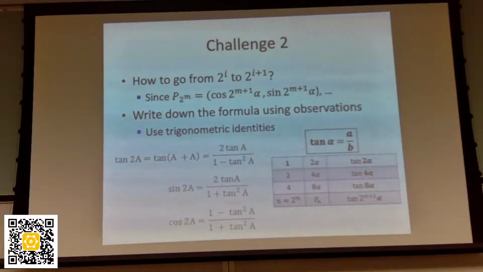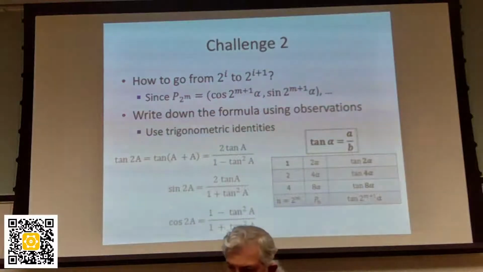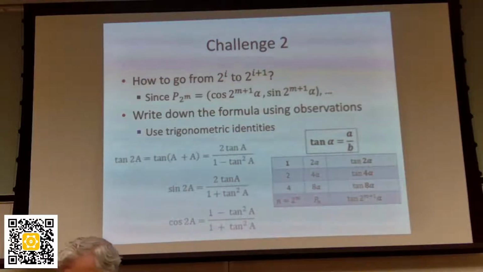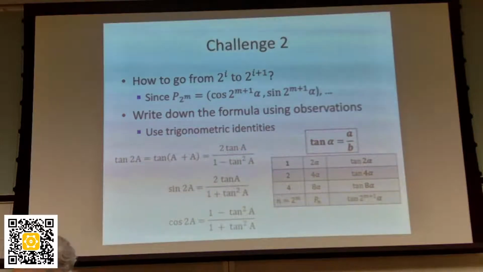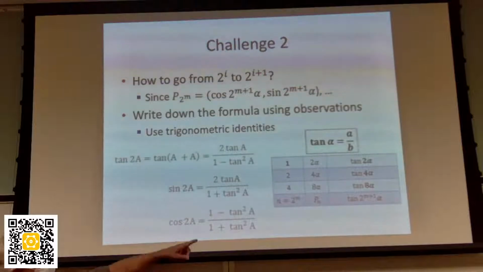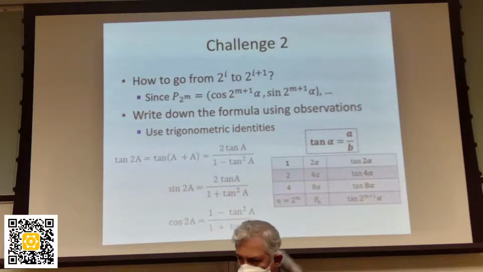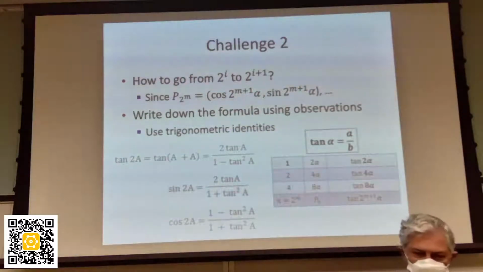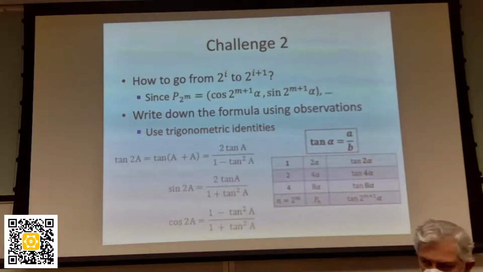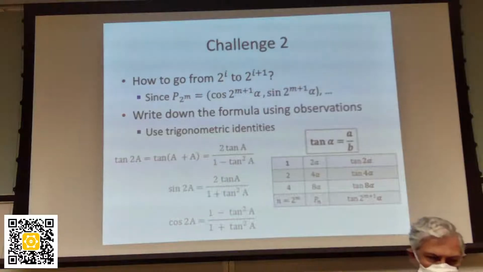Then our next challenge was to keep everything rational, keep the coordinates to be rational. And that's a big challenge because we're writing coordinates in terms of a cosine of some strange angle. How could that be rational? How could we write that in a rational form? It turns out that if your tan alpha is a rational number, a divided by b, then you can write down tan of 2 alpha in a rational form. You can write down tan of 4 alpha in a rational form. And here's the formula to do it.